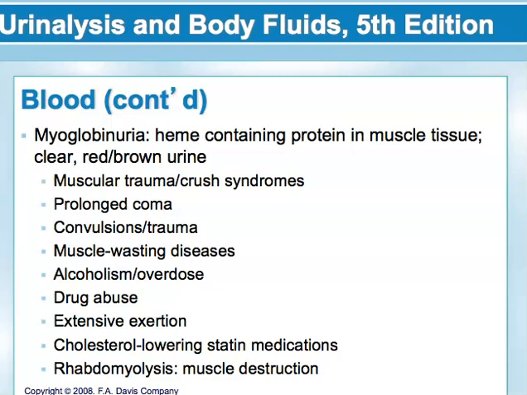Myoglobin is a heme-containing protein found in muscle tissue. This should be suspected in patients with conditions associated with muscle destruction, such as trauma, crush injuries, prolonged coma, convulsions, muscle wasting diseases, alcoholism, heroin abuse, and extensive exertion. The heme portion of myoglobin is toxic to the renal tubules, and high concentrations can cause acute renal failure.